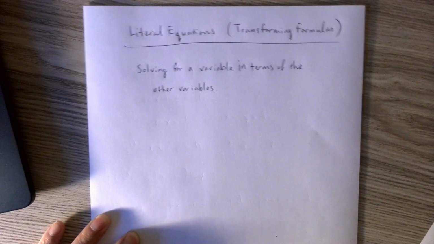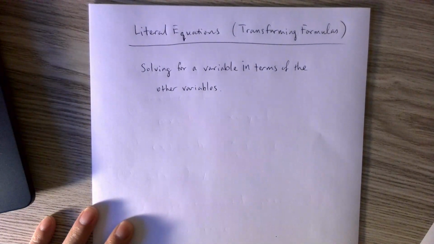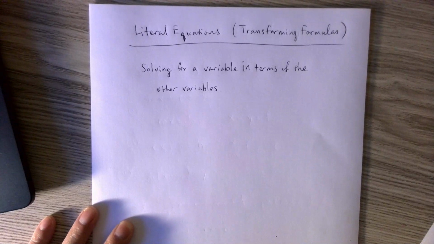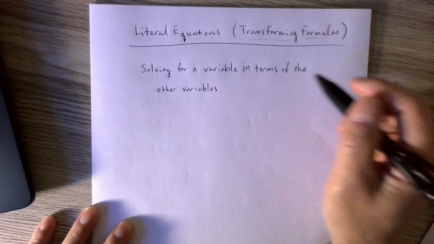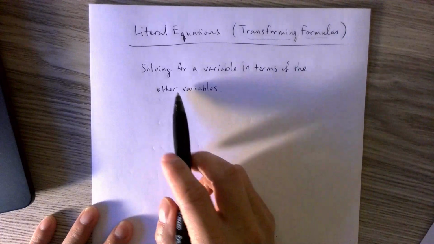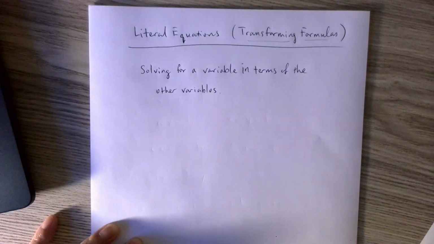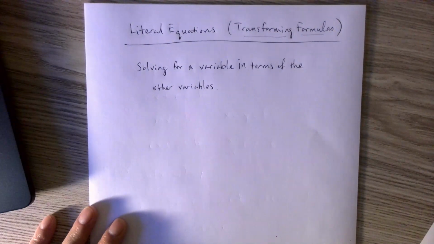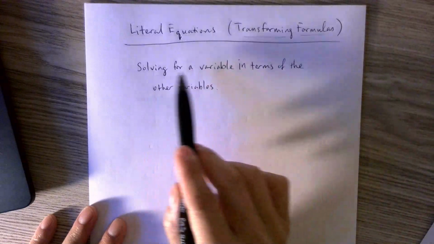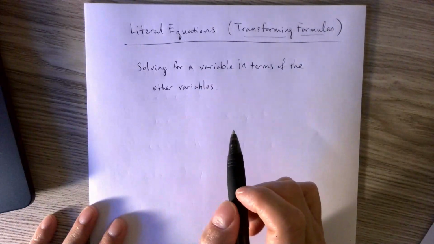Hello again. So today we're going to do literal equations, which is kind of a mysterious title. A better name for it is transforming formulas. So what we'll be doing is we'll be given an equation that has multiple variables in it. Occasionally a number here and there, but mostly variables. And we'll be solving for one of the variables in terms of the other variables.